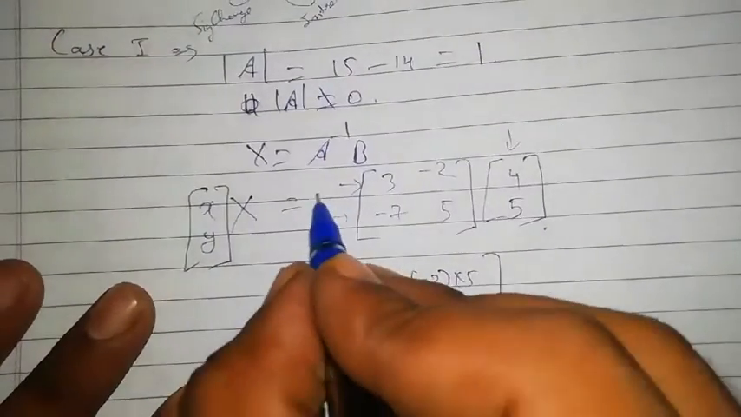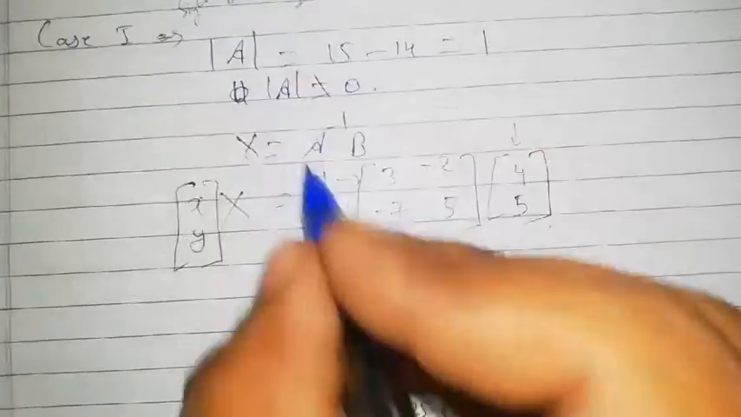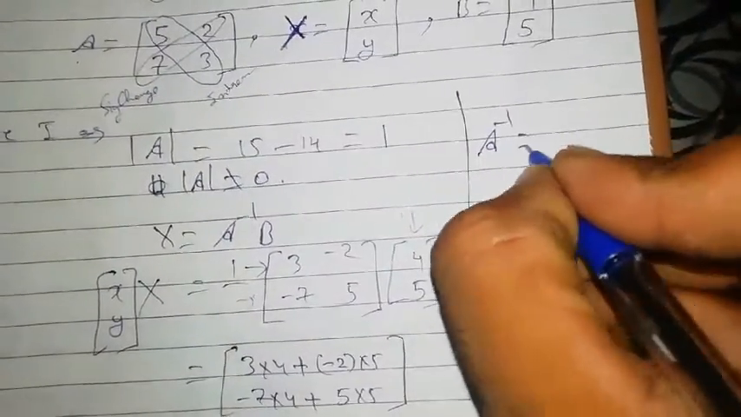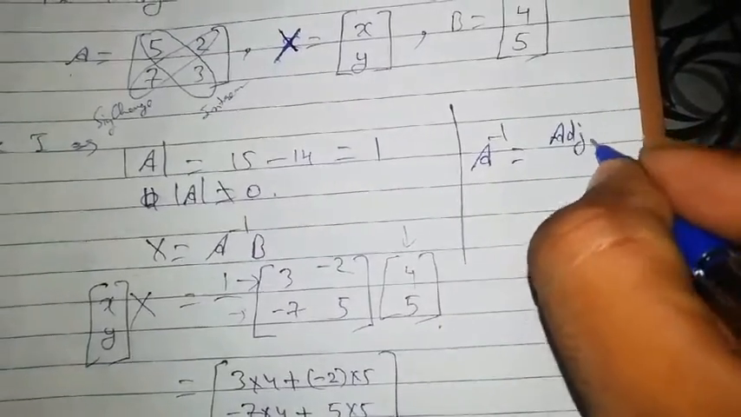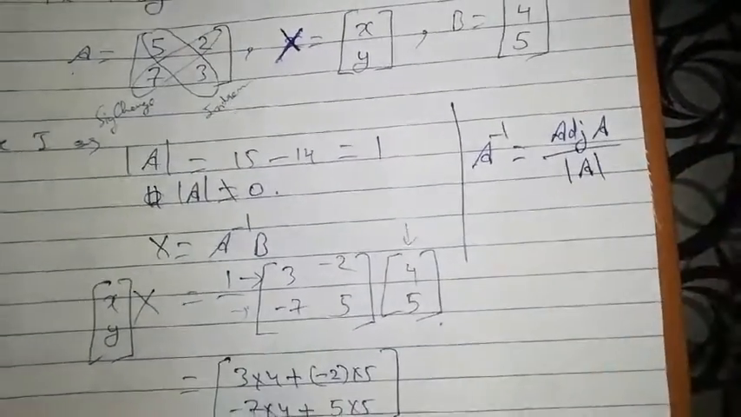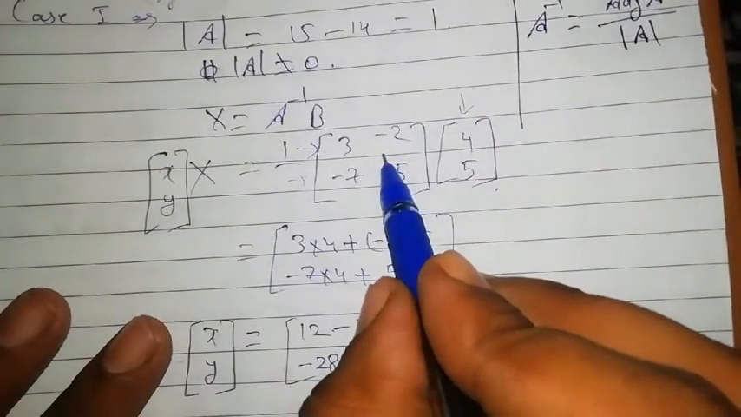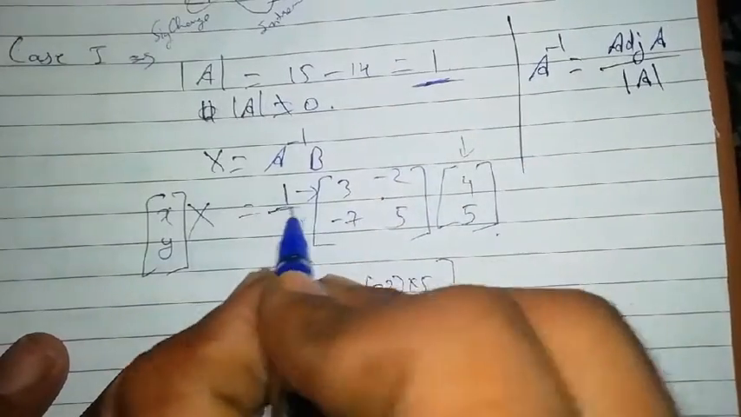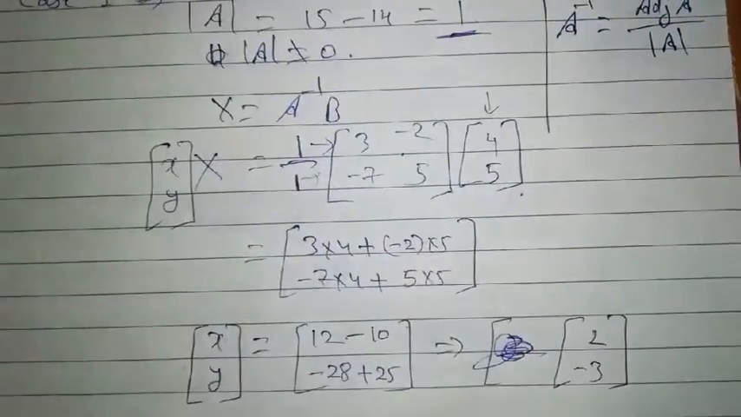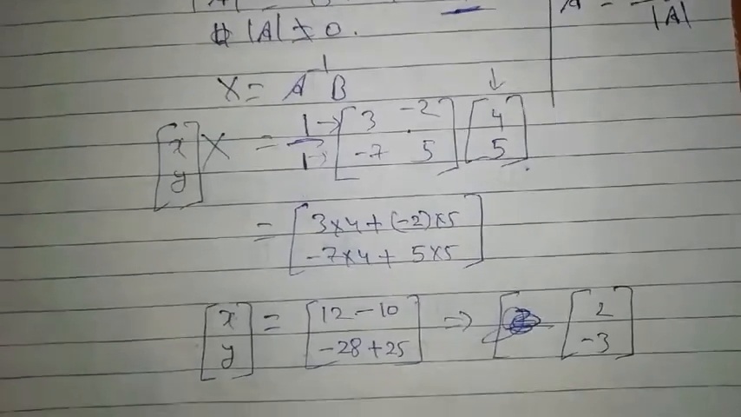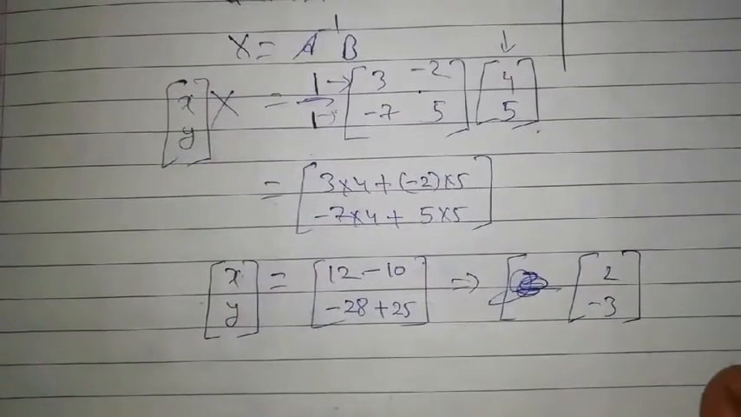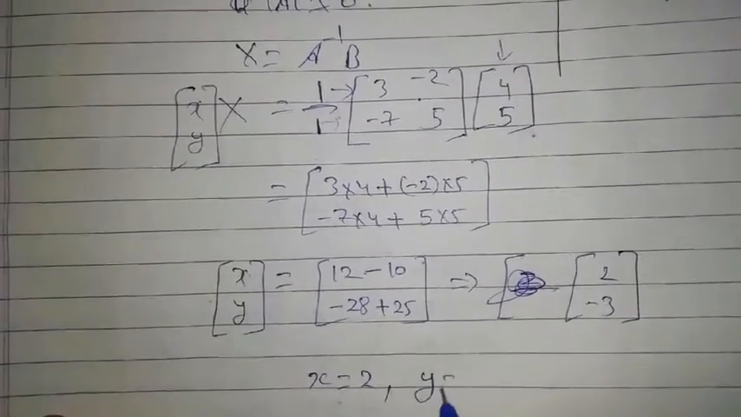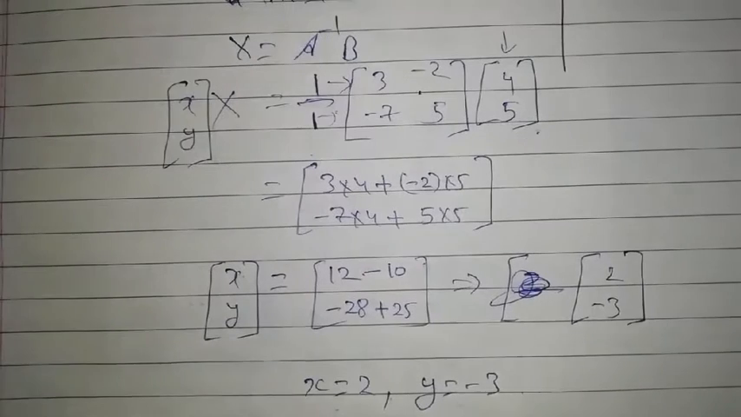So this is the value of x and y. Here we have to put A inverse, meaning 1 upon determinant of A. We have found that A inverse is nothing but adjoint of A upon determinant of A. Here the value of determinant is 1, so I have not written it, but you can write it for your knowledge. Now this is the value of x and y. From here we can say that x is equal to 2 and y is equal to minus 3, and you can check the answer.